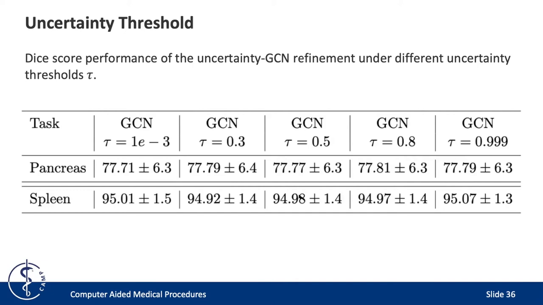So we can, for example, when we have a model trained with sufficient data, use, for example, tau equal to 2.5 as a threshold.